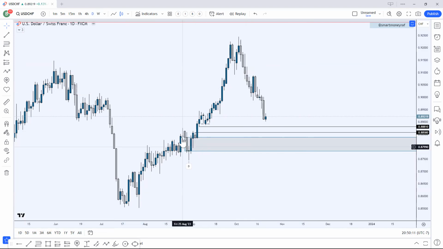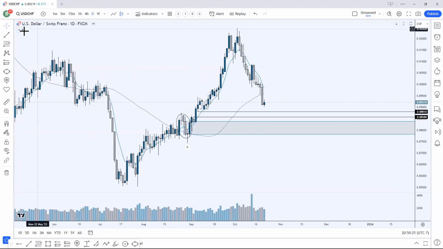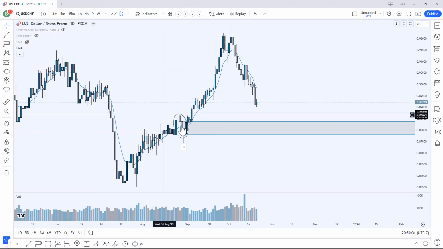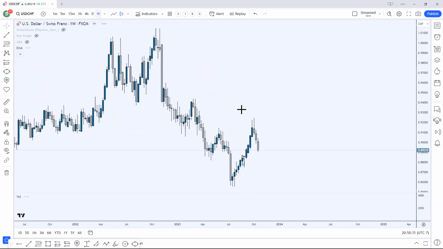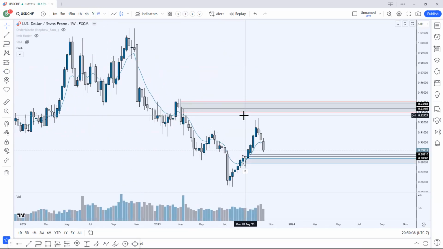Just so you guys can see why this pullback is valid, right? So we circle that, which is pretty much this pullback right here. Again, I'm mainly looking at bodies. We can see that we did get a close below the EMA, right? There's that body close below the EMA. And then the only other thing I would need to see would be a weekly bearish candle.